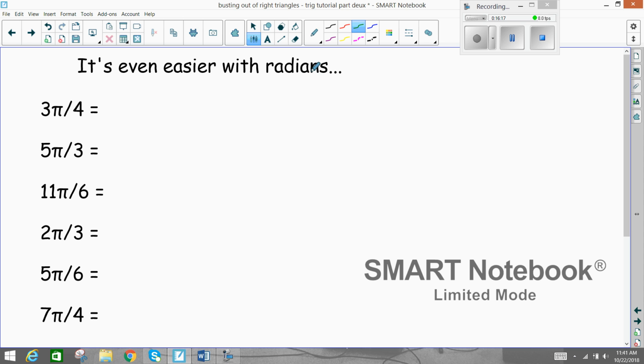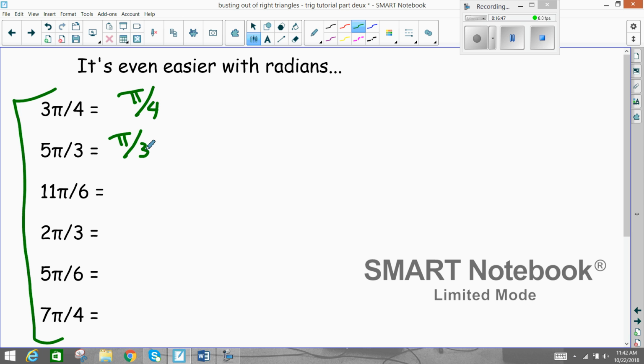Radians make finding reference angles even easier, especially with the ones that we're supposed to commit to memory. Okay, the thirds, the fourths, and the sixths, we're talking about 30 degrees, 45 degrees, and 60 degrees. Those are the angles that we really care about. And so in radians, this is just insanely easy. If we have a fourth, the reference angle is pi over 4. If we have a third, the reference angle is pi over 3. If we have a sixth, the reference angle is pi over 6.